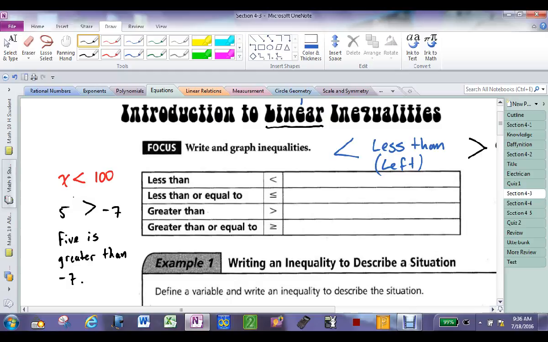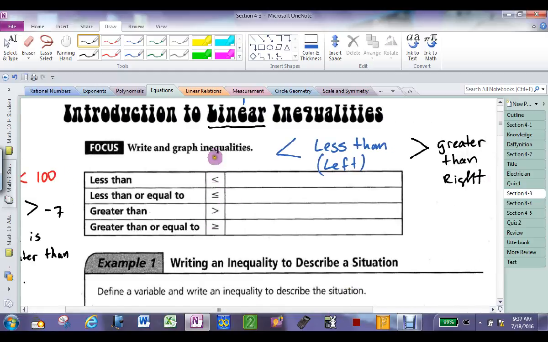Okay. Now, these are the symbols. Less than or equal to. Greater than and greater than or equal to. Now, these are math symbols. There is a lot of different ways to describe these symbols using English words. Okay? So, if it's less than, what math must be involved? Subtraction. Right. This is subtraction.